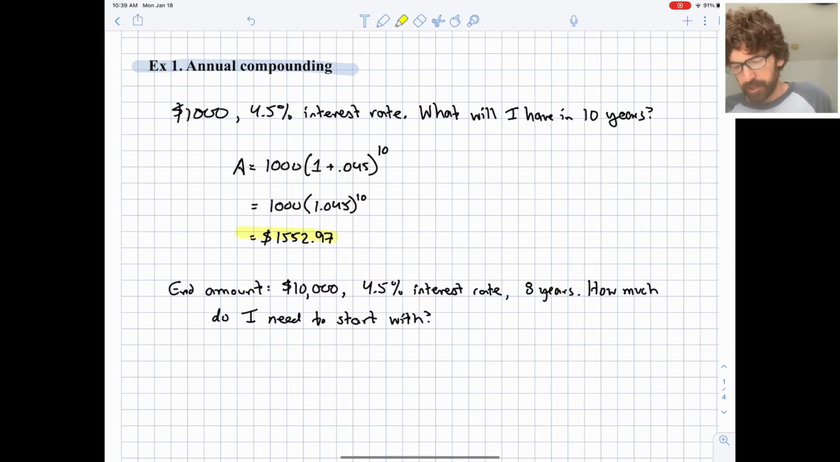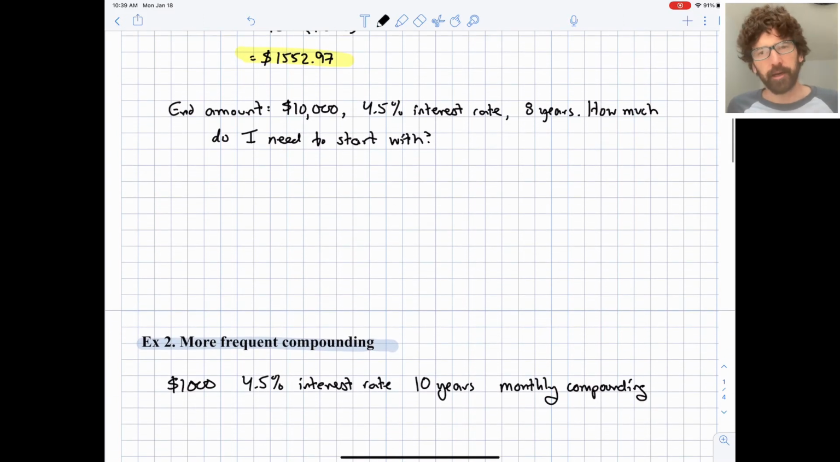Let's do a different sort of problem where we know our ending amount and we're wondering what our starting amount was prior to a certain amount of time going by. So maybe we have a goal of earning $10,000. We know we want to earn that over the course of 8 years. We know we have a 4.5% interest rate. How much do I need to start with?